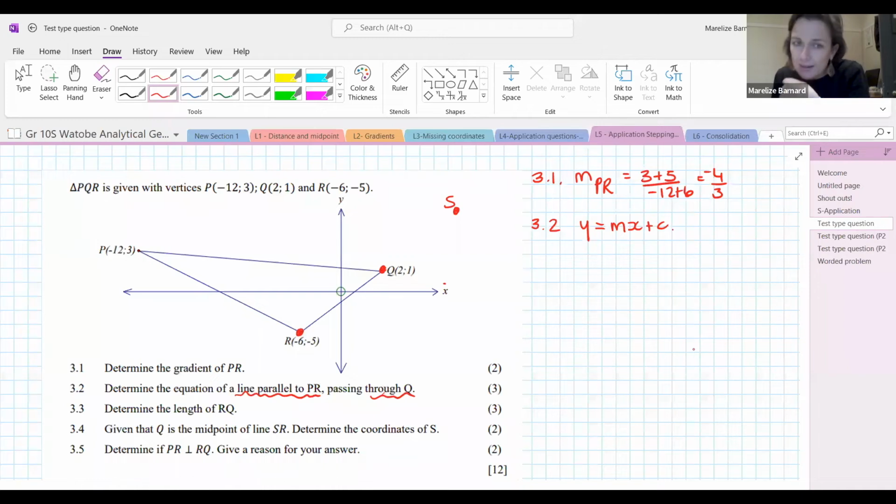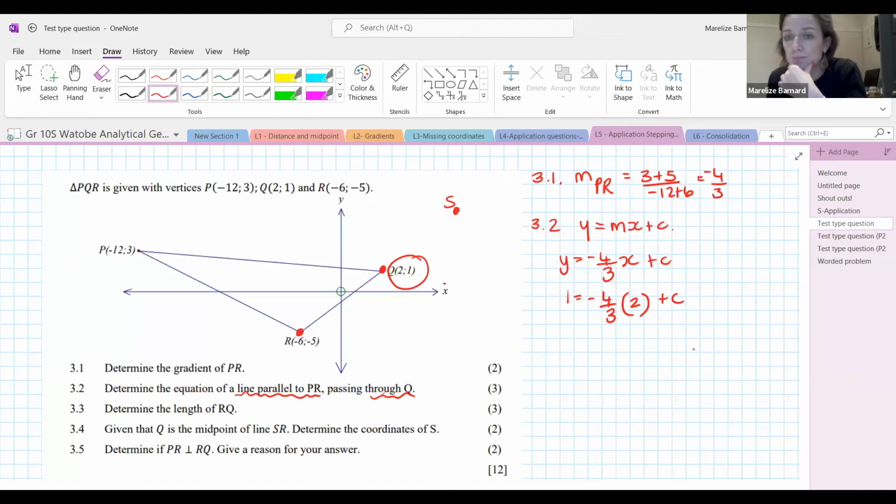Like I said earlier, in analytical geometry you can be asked about straight lines as well, but it's exactly the same. The part that you must know now in analytical geometry is that if it is parallel, its gradient is going to be the same as PR. So it's minus 4/3x plus c. And then it passes through point Q. So we're going to sub in point Q. If we sub in point Q, y is 1 and x is 2. And then we're going to solve for c.